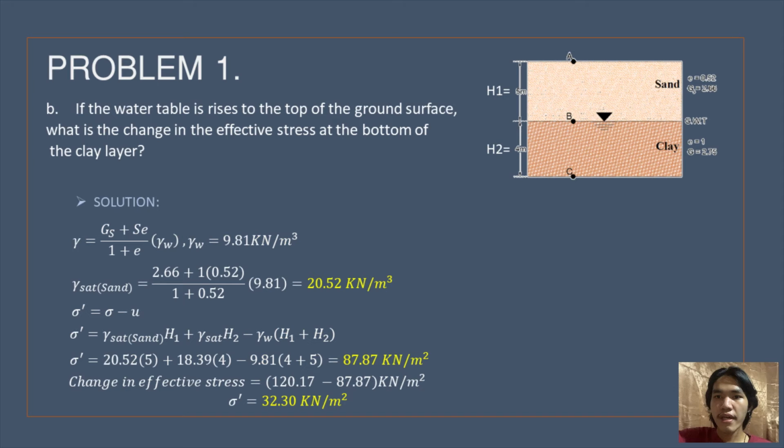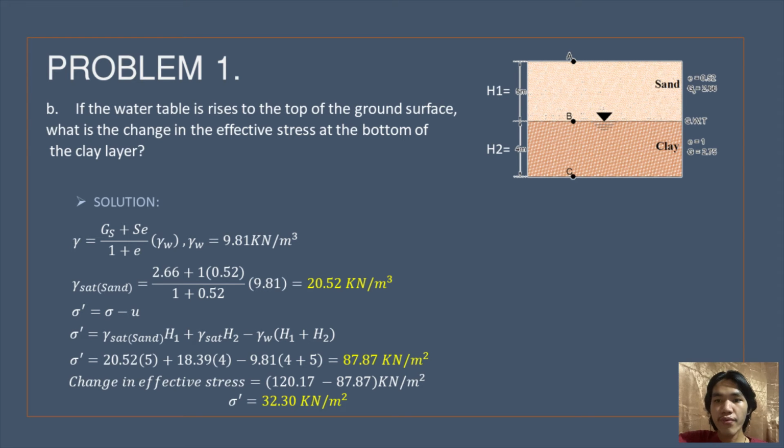The second question is, if the water table rises to the top of the ground surface, what is the change in effective stress at the bottom of the clay layer? So meaning the sand is now saturated. So we will solve for the saturated unit weight of the sand layer. That would be equal to (2.66 plus 1 times 0.52) over (1 plus 0.52) times the unit weight of water, which is equal to 20.52 kilonewtons per cubic meter.